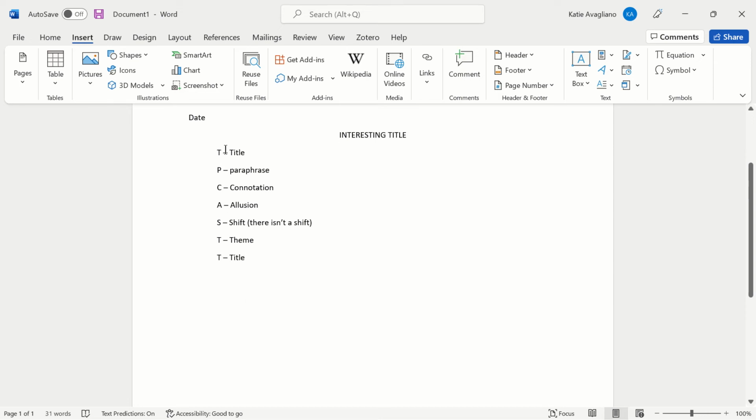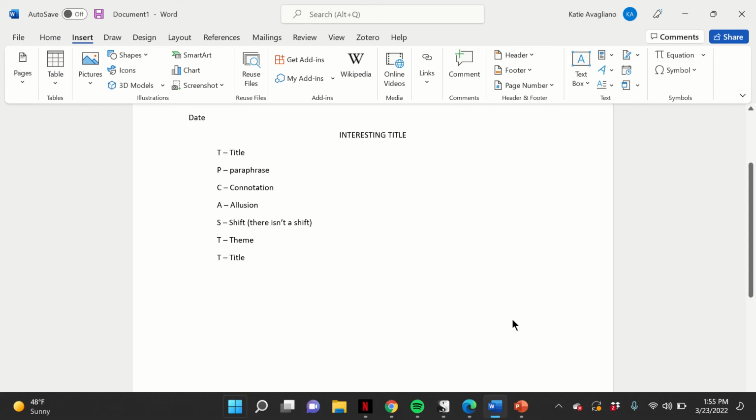But in brief, TPCASTT is just a series of questions that we ask ourselves, a series of places to look in the poem. The first one is T, which stands for title. So before we even read the poem, we want to take a look at the title and see what we can glean just by looking at the title of the poem.